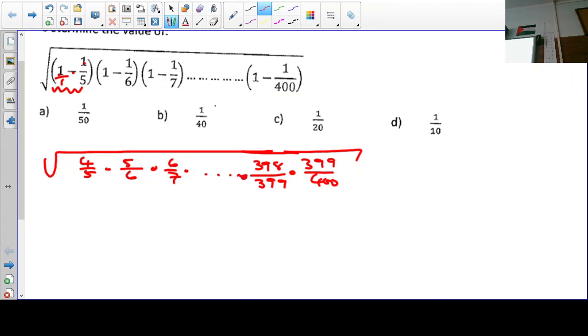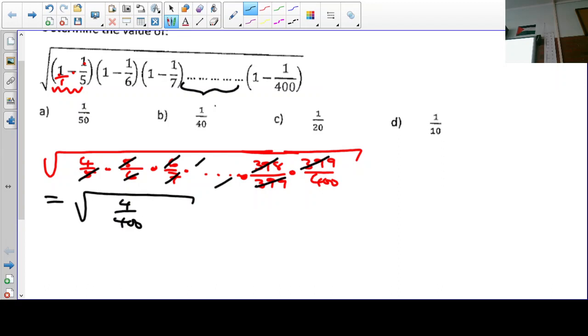So what you should note here is that the 5 cancels the 5, the 6 cancels the 6, the 7 cancels the 7, and so on. The 399 cancels that 399, 398 with that 398, and so on. The dots mean that it is all the factors between 1 minus 1 over 7 and 1 minus 1 over 400. It's all the factors between them. So what are we left with? We are left with 4 in the numerator and 400 in the denominator. Can you see that? 4 going into 4 once, 4 going into 400, 100 times. So the square root of 1 over 100 is going to be, square root of 1 is 1, square root of 100 is 10.